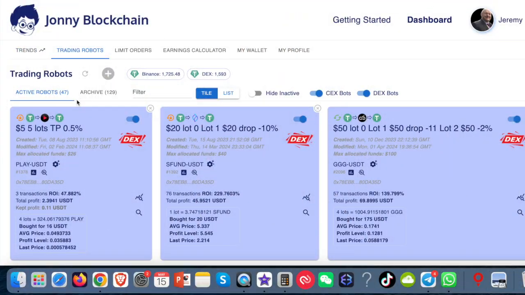So here I am inside my Johnny Blockchain account, and I've got 47 bots that are active, and I've got 129 bots that have been archived. Now, before we go any further, I just want to say I'm not a financial advisor, and I'm not giving you any financial advice here. I'm just giving you some ideas of what I do when I'm setting up a new robot and how I go about choosing a trading pair.